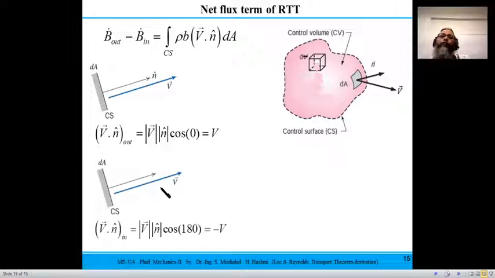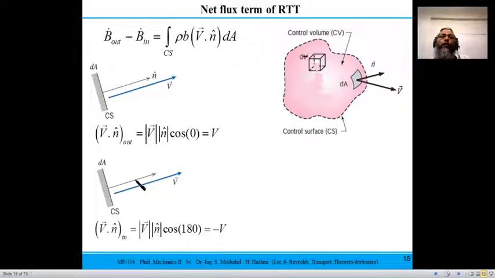Similarly, actually it should be opposite, so I have made a mistake here. If it is something coming in, the arrow is not in this direction but in this direction, so the angle between the velocity vector and the normal vector is 180 degrees. So this is incorrect here; the arrow should be here. It would be the component not coming out, but going in through the control surface into the control volume, because the arrow is here for the velocity vector.